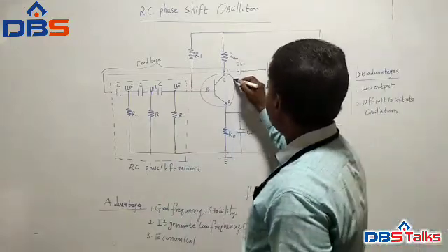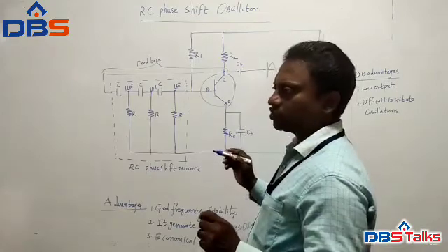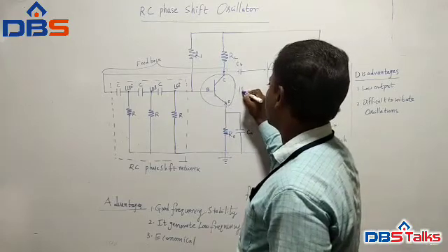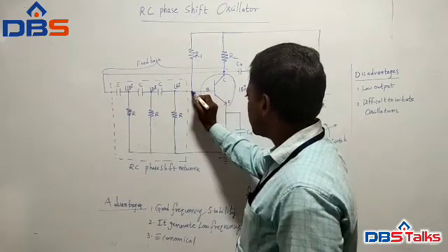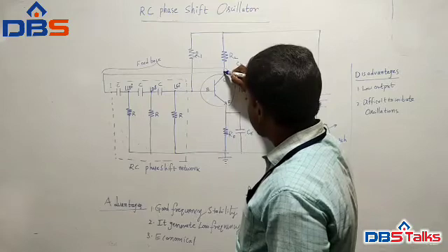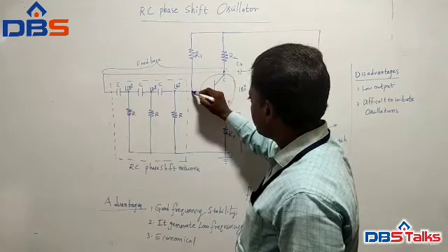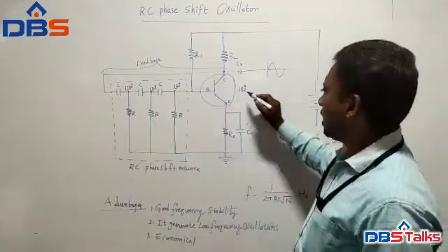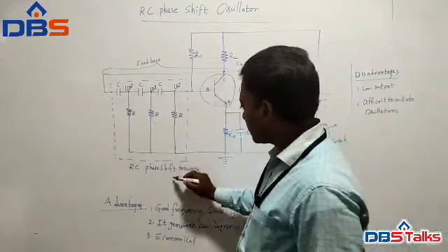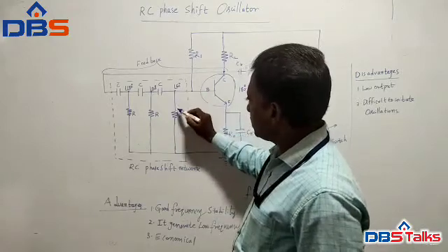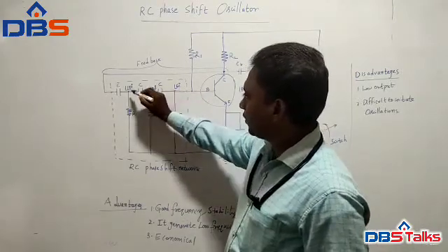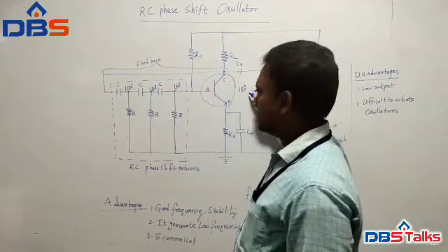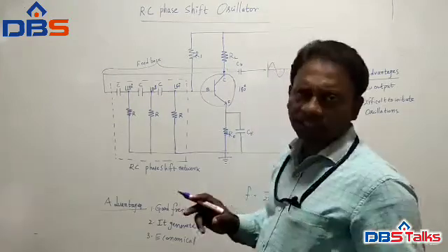In the CE amplifier, the phase difference between the input and output of the amplifier is 180 degrees. So the signal present at the collector, with respect to the signal present at the base, is 180 degrees out of phase. And here this feedback network also provides 60 degrees, 120 and 180. So this provides 180 and the amplifier provides another 180 degrees, total 360 degrees.